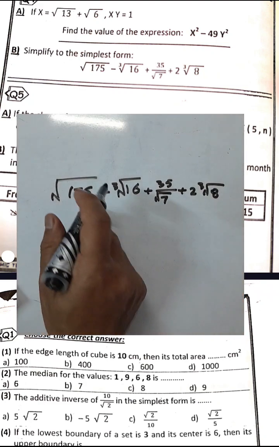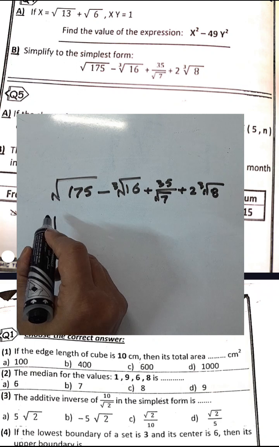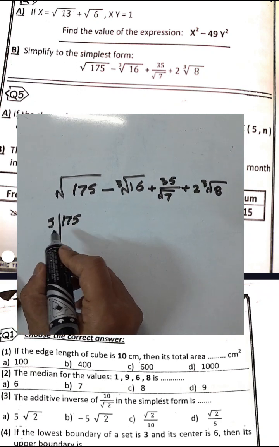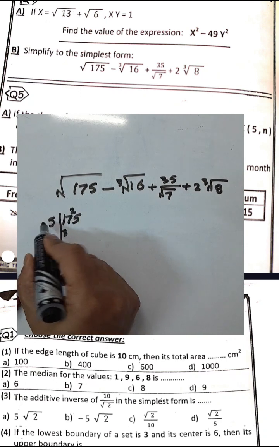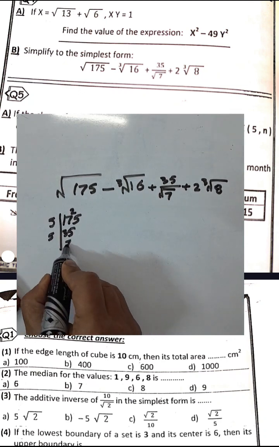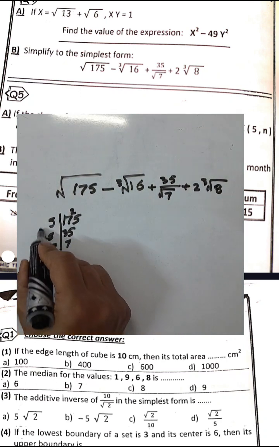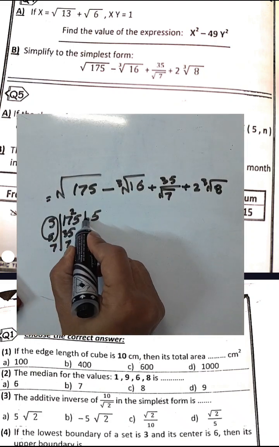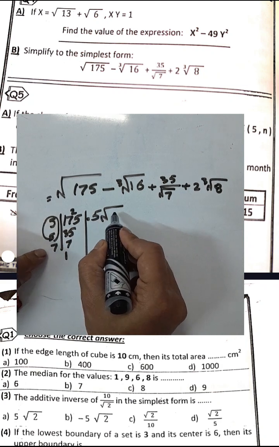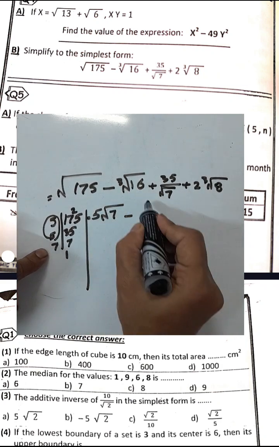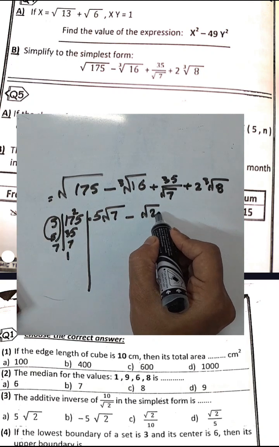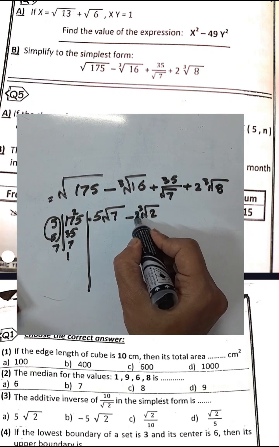First step, you can write 175 divided by 5. 17 divided by 5 equal 3, and remainder 2. 25 divided by 5 equal 5. 5 divided by 5 equals 1. 7 divided by 7, 1. Then you can write 5 outside here, and square root of 7, subtract cubic root of 16, which equal 8 times 2. Write 2, and cubic root of 8, it will be 2.